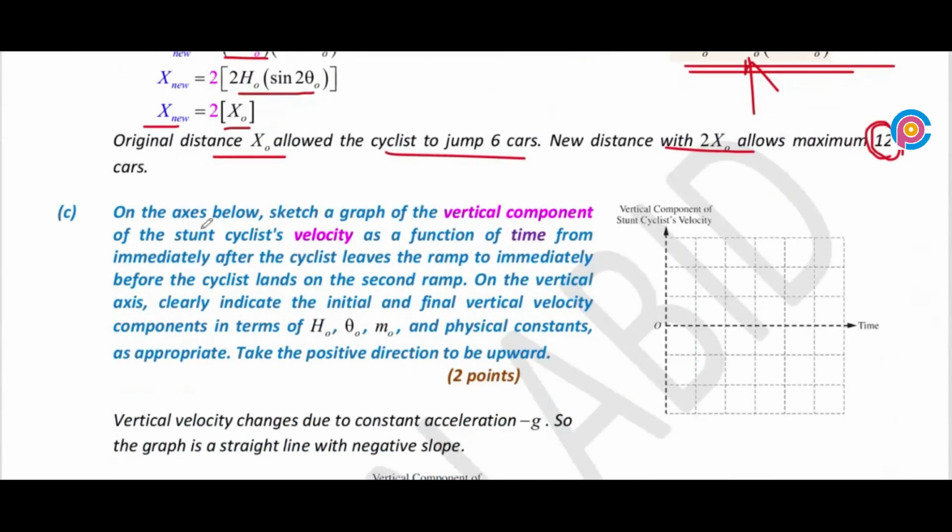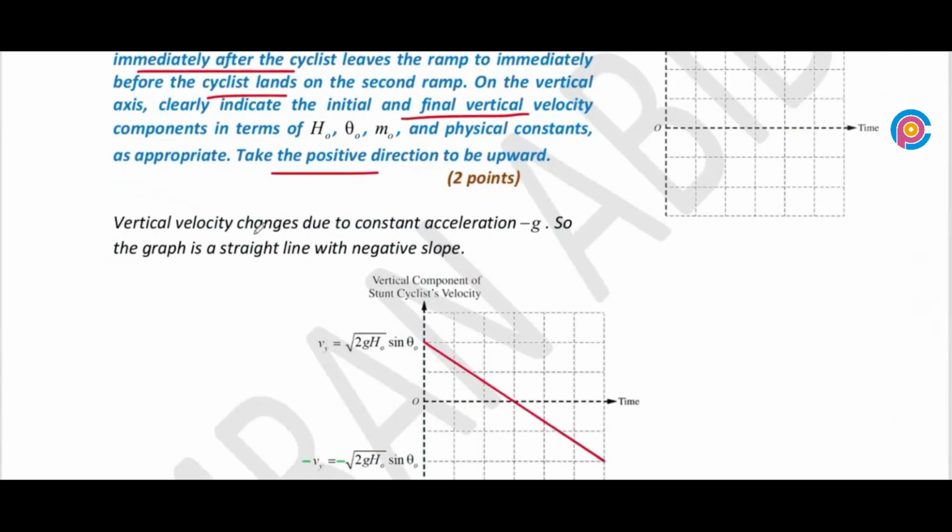Next part of the question: on the axis below, sketch a graph of the vertical component of the stunt cyclist's velocity as a function of time, from immediately after the cyclist leaves the ramp to immediately before landing on the second ramp. On the vertical axis, clearly indicate the initial and final vertical velocity components in terms of h naught, theta naught, m naught, and physical constants as appropriate. Take the positive direction to be upward. Vertical velocity changes due to constant acceleration minus g, so the graph is a straight line with a negative slope.